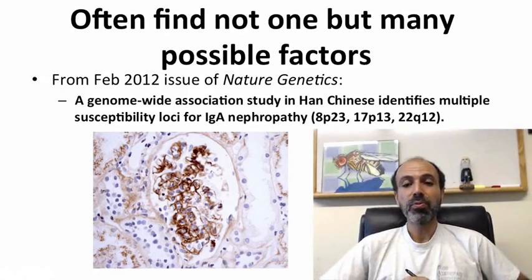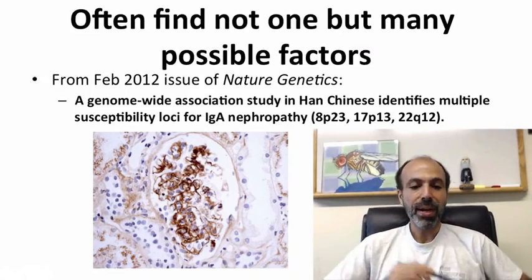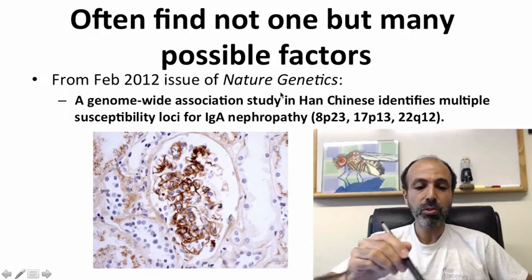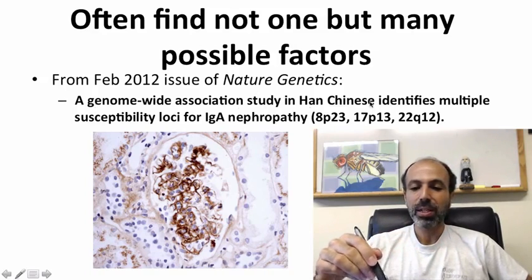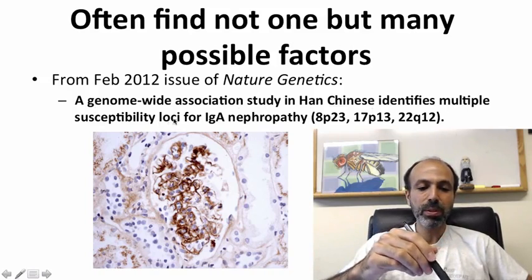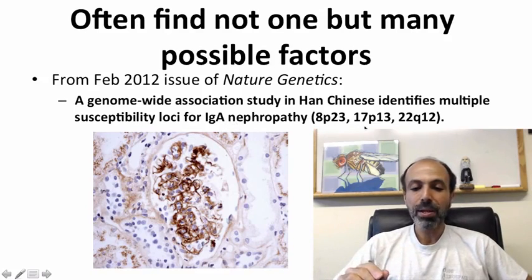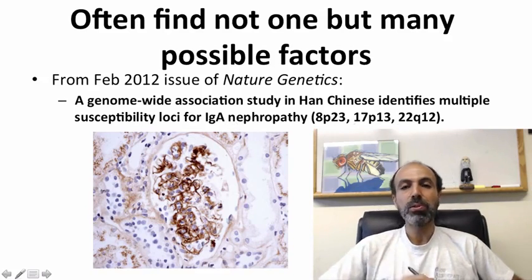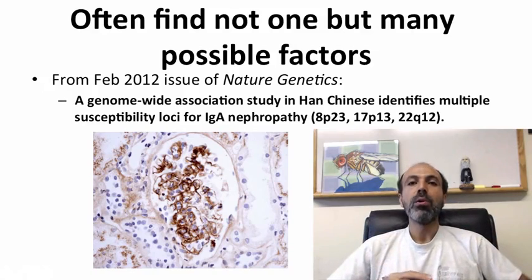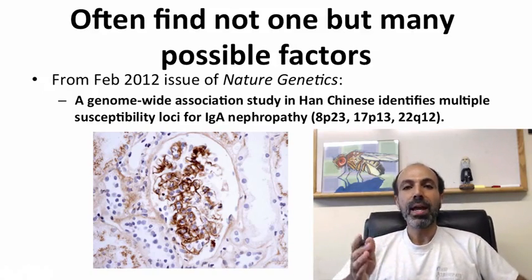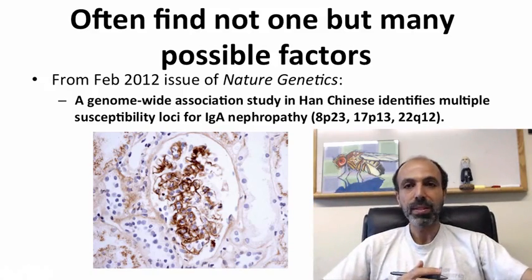Now, what often happens, you find, since this is a complex trait, is not one, but many possible factors. So this is from that same issue of Nature Genetics. This is just the title of the paper, A Genome-Wide Association Study in Han Chinese identifies multiple susceptibility loci for IgA nephropathy. And you see there's one on chromosome 8, one on chromosome 17, one on chromosome 22. Again, we're looking at the case of complex traits where there are many, many genes that have allelic variation or genotypes that are associated with the phenotype.